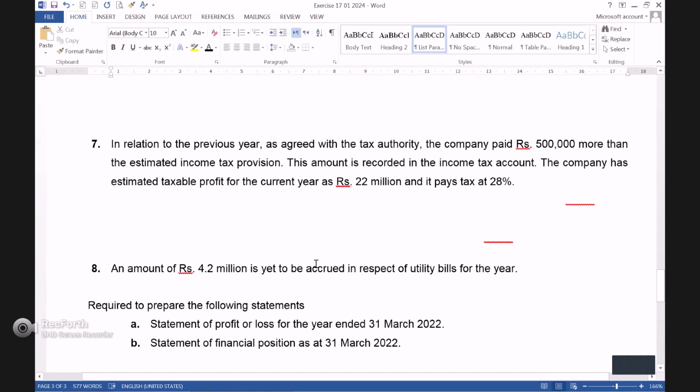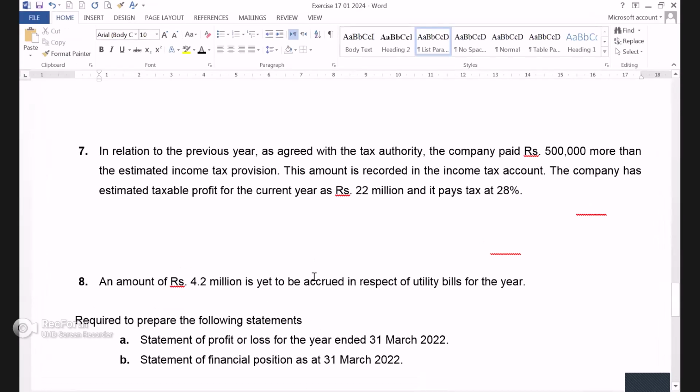What about this one? In relation to the previous year, as agreed with the tax authority, the company paid 500,000 more than the estimated income tax provision. This amount is recorded in the income tax account. The company has estimated taxable profit for the current year of 22 million and pays tax at 28%.